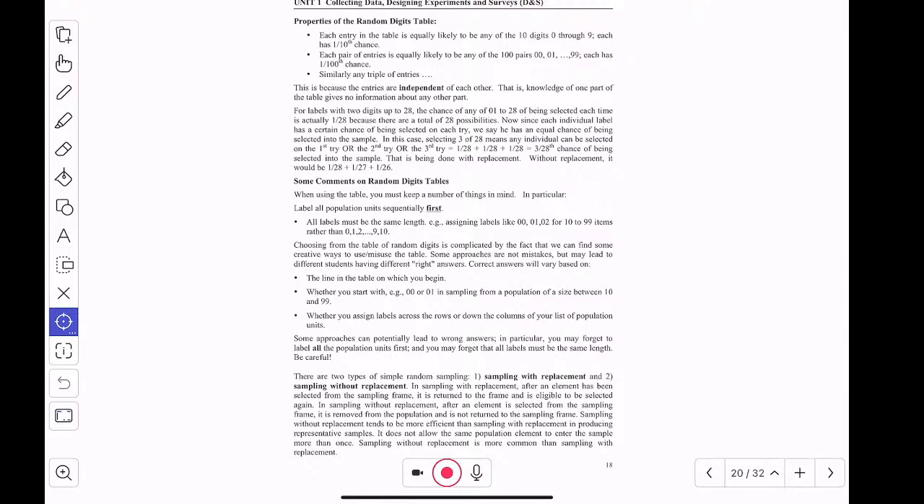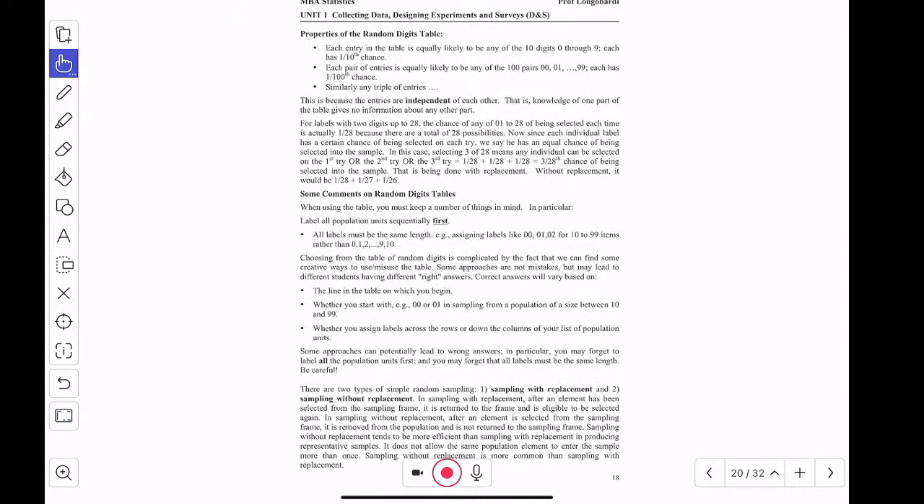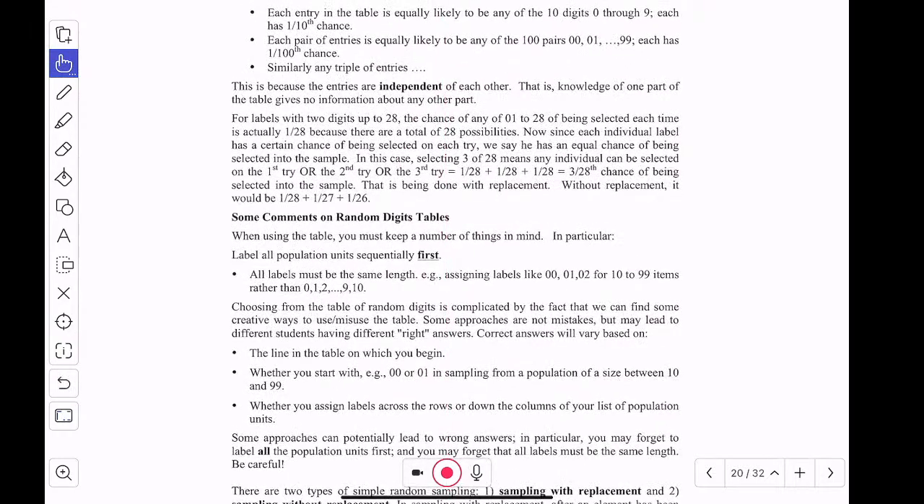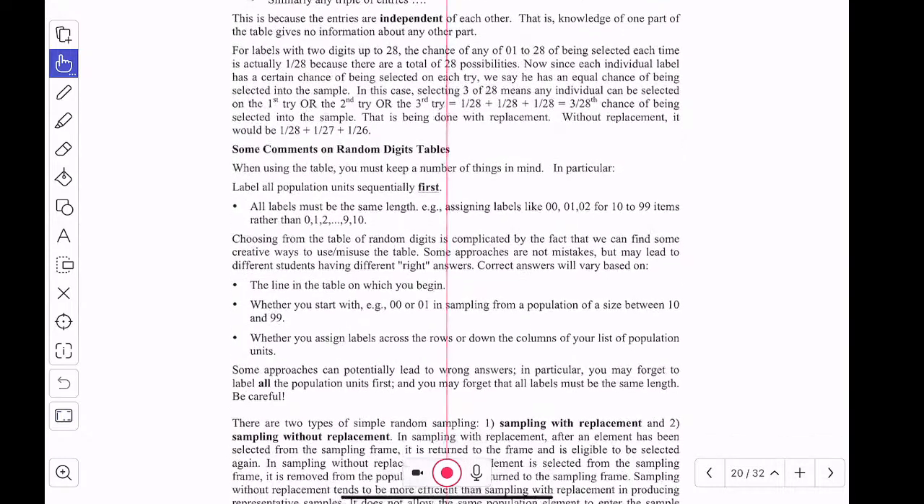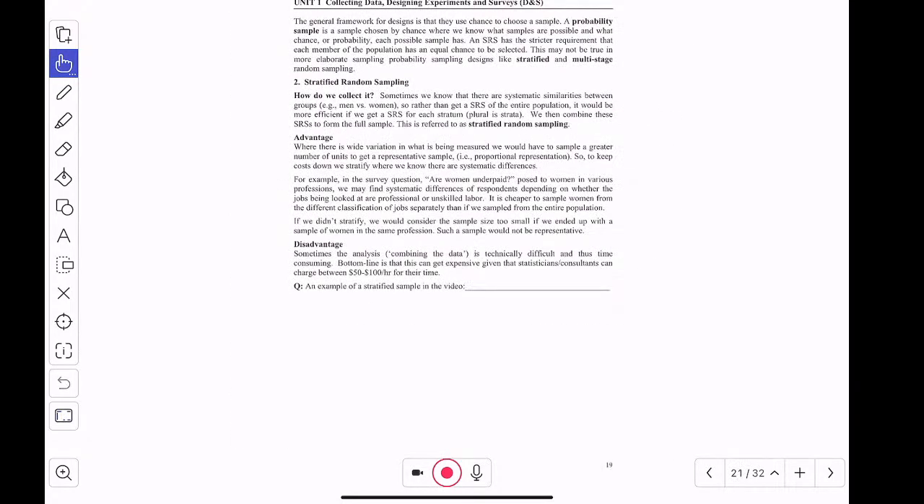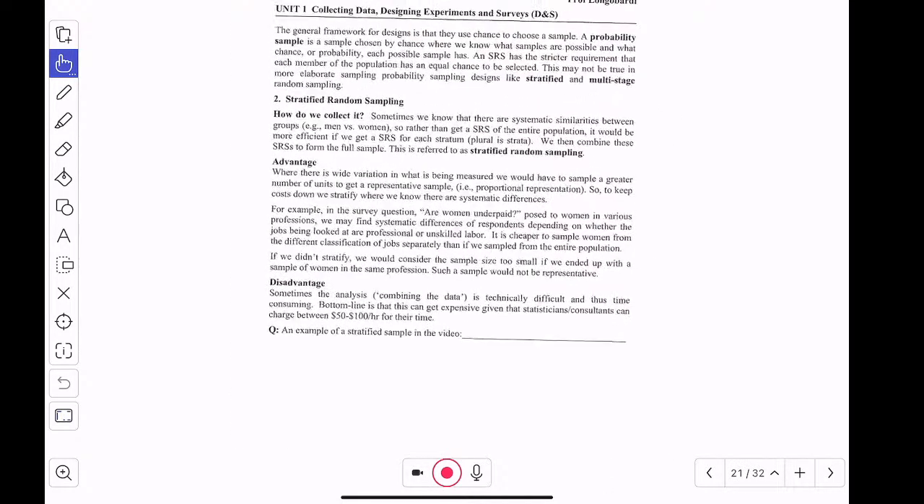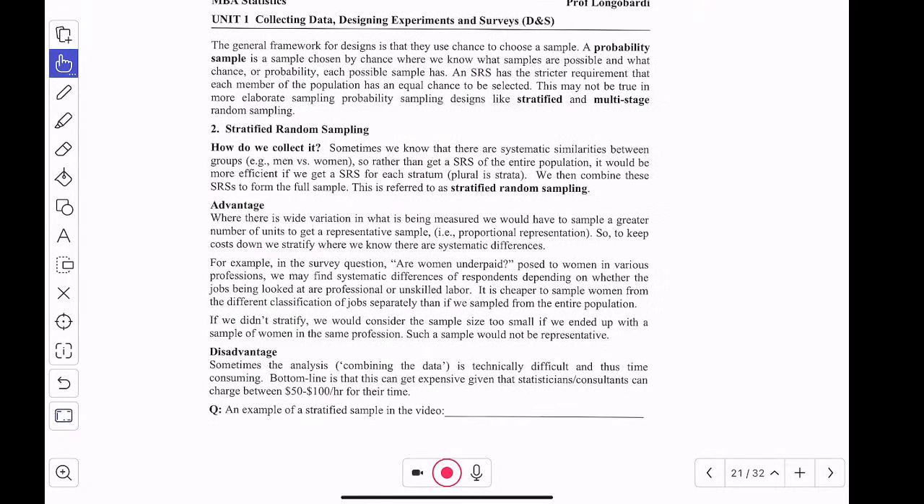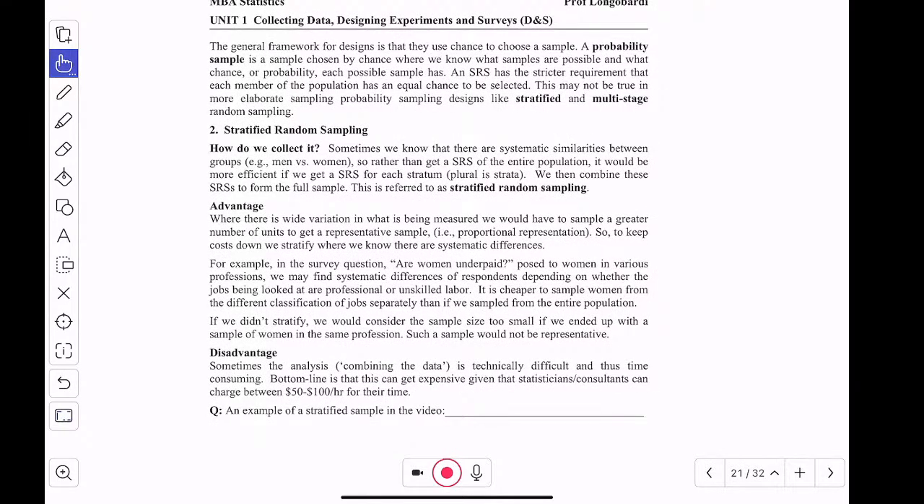All right, then I have some discussion here that I want you to read, and you can let me know if you have any questions regarding sampling with and without replacement, and a little bit about probability. So read about that, and then we'll discuss it if you have questions. I just want to say a few things about other types of sampling.